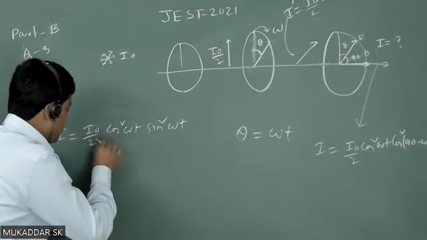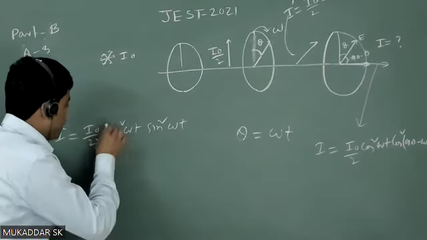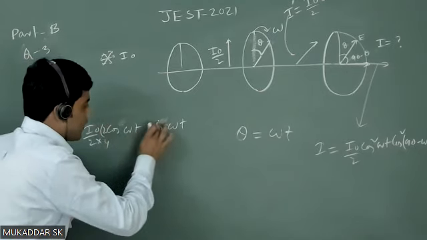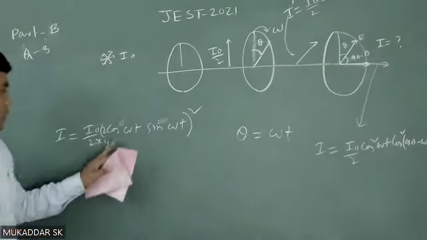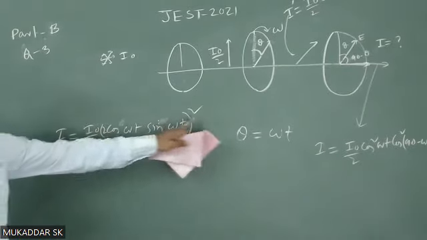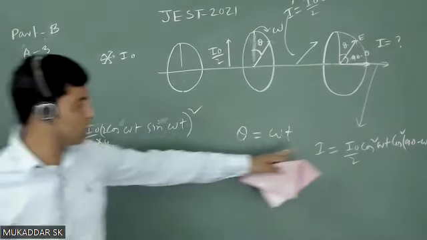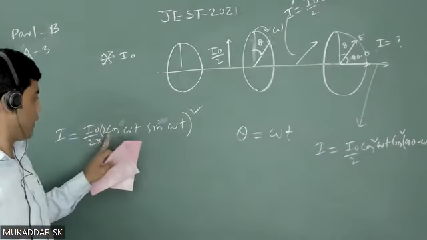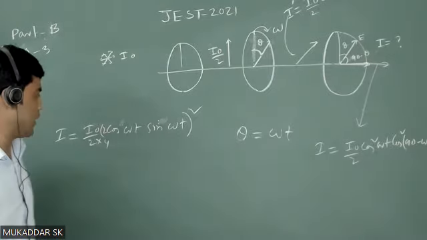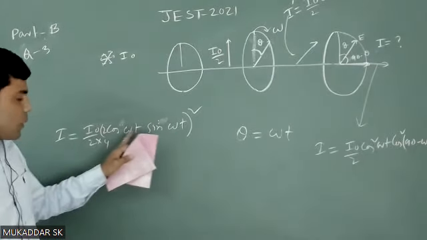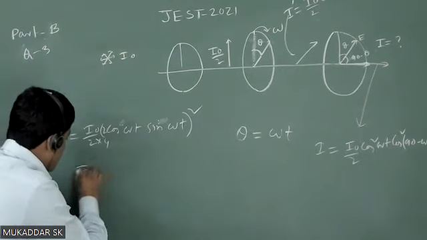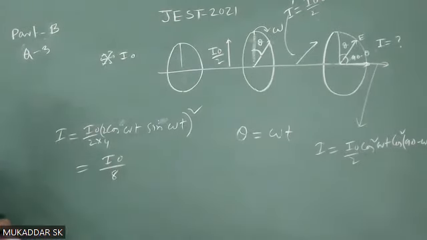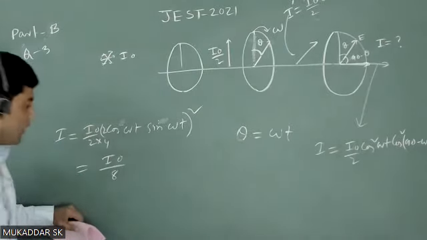Now, if you divide by 4 and multiply by 4, that 4 you can write as 2 squared. So I can write it combined as twice cosine omega t sine omega t, whole squared, which is nothing but sine 2 theta. So basically I can write I naught by 8, since 2 into 4 is 8, times sine square of twice omega t.